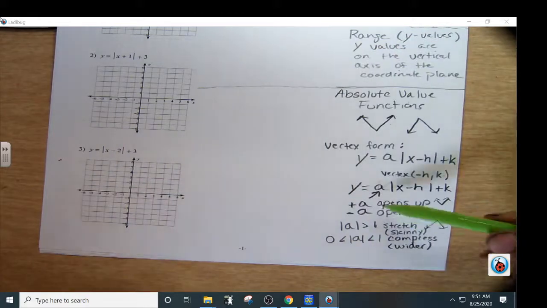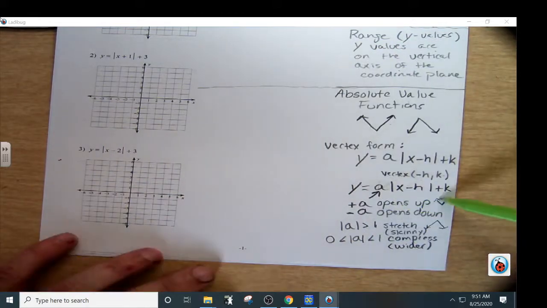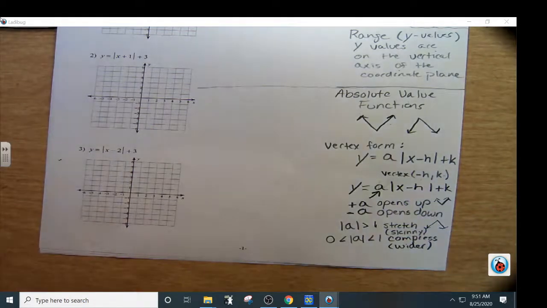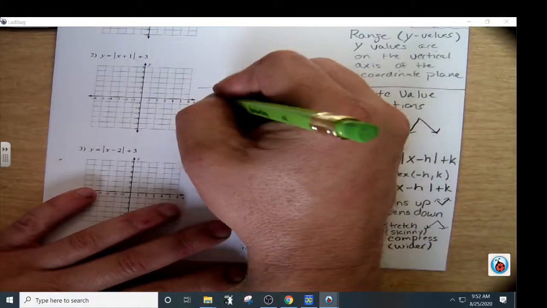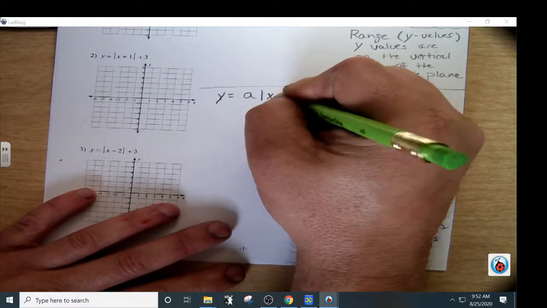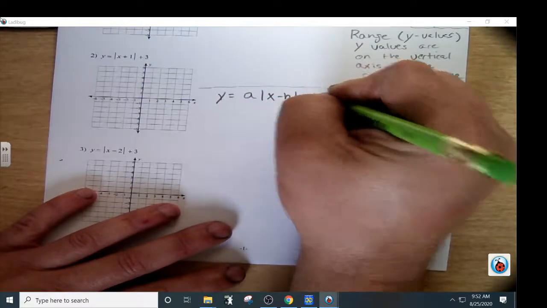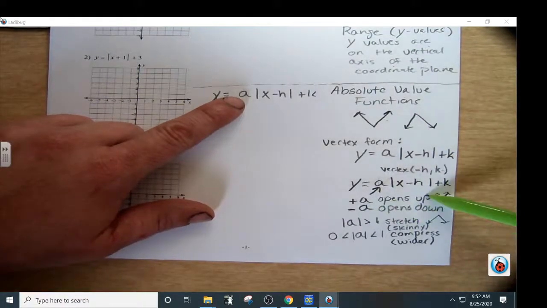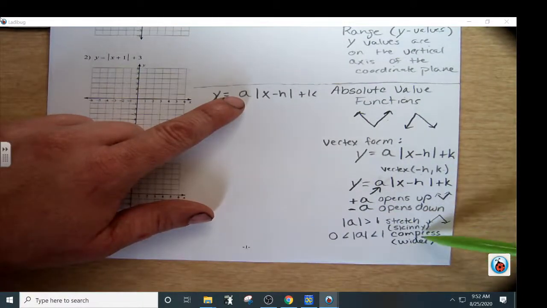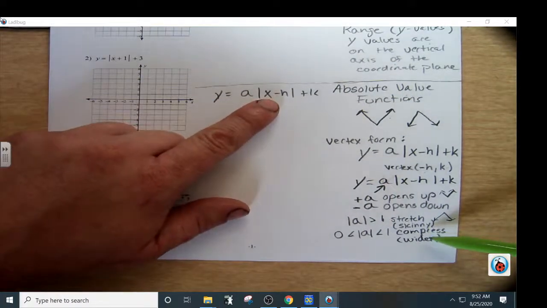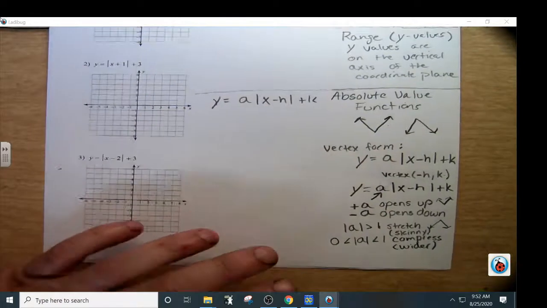Okay, so guys, we covered the A part. Guys, make sure you understand this stuff, okay? And once we apply it, it'll be a lot easier to remember. Now, I'm going to draw this up here, or write the same thing out again. All right, so now, guys, we know what A does. It's positive opens up, negative opens down. It also tells us if it stretches or compresses. Now, the second part is the absolute value part, what's inside, okay?